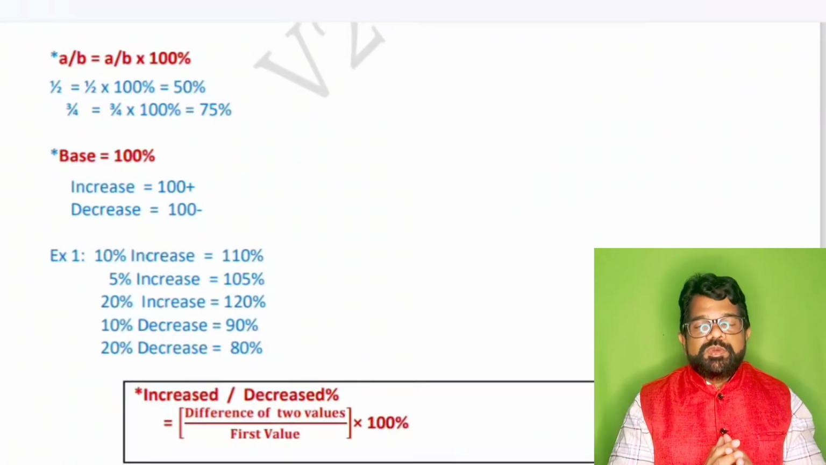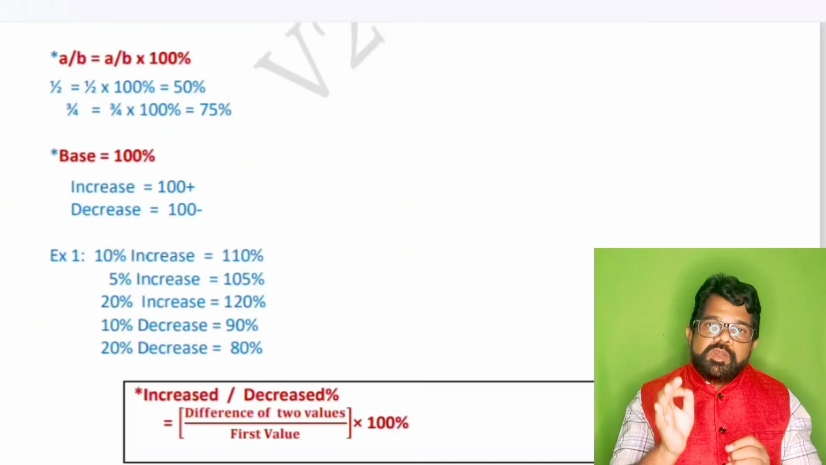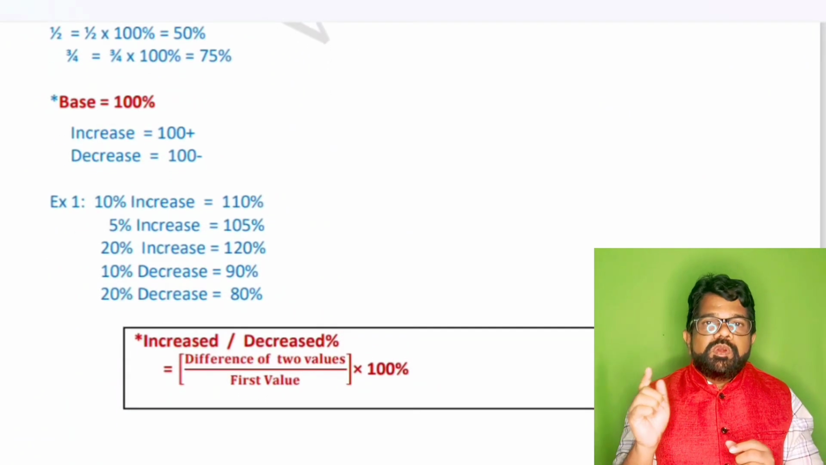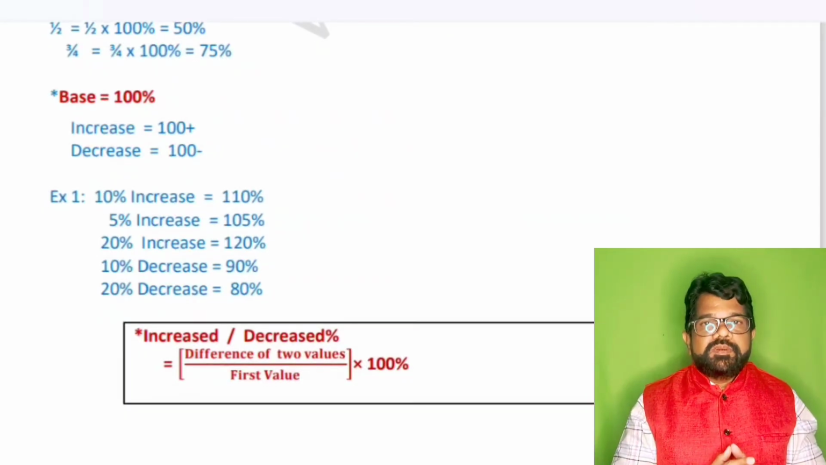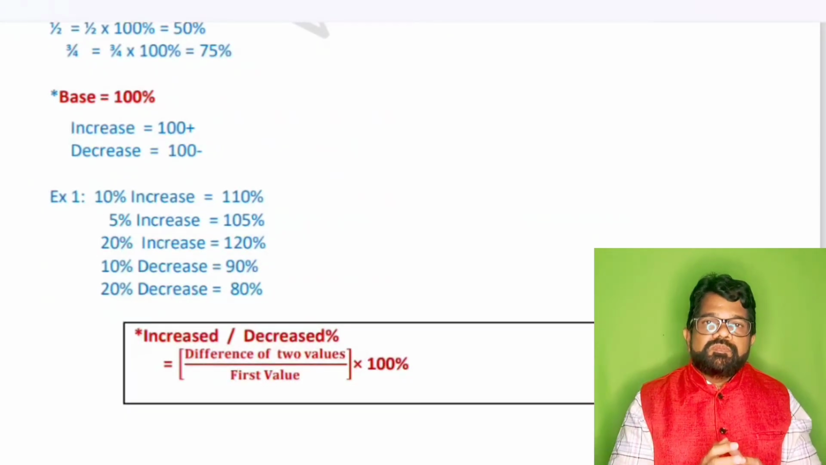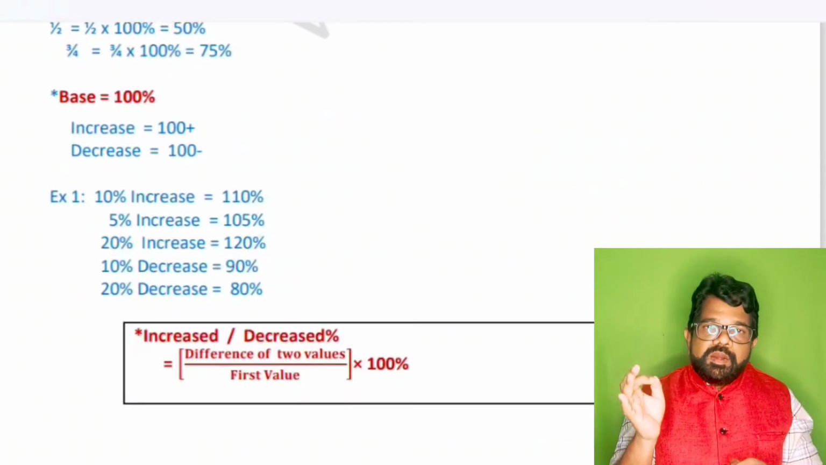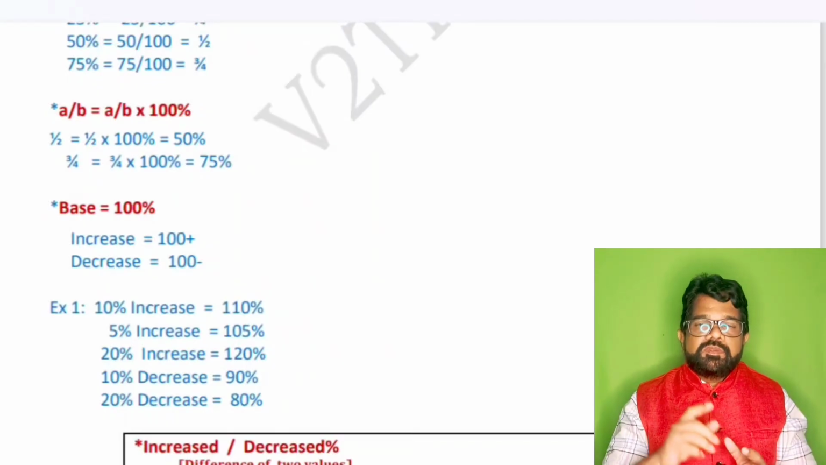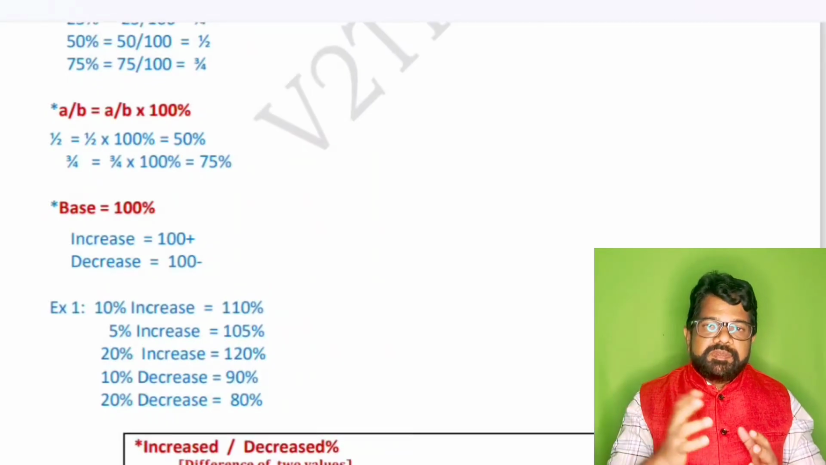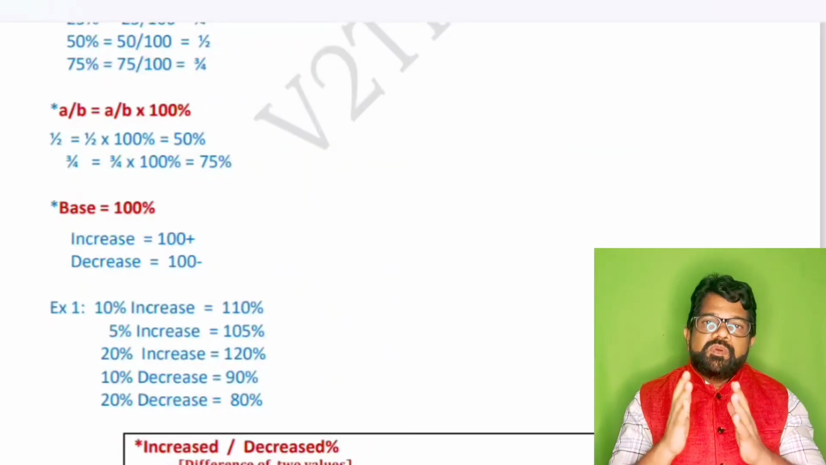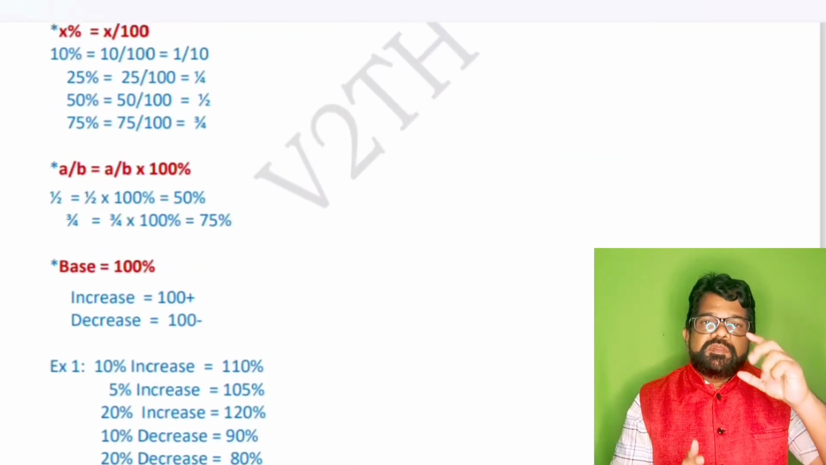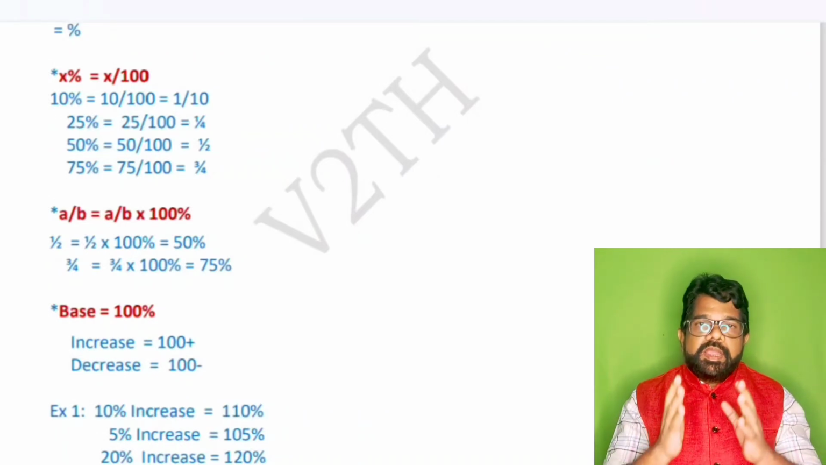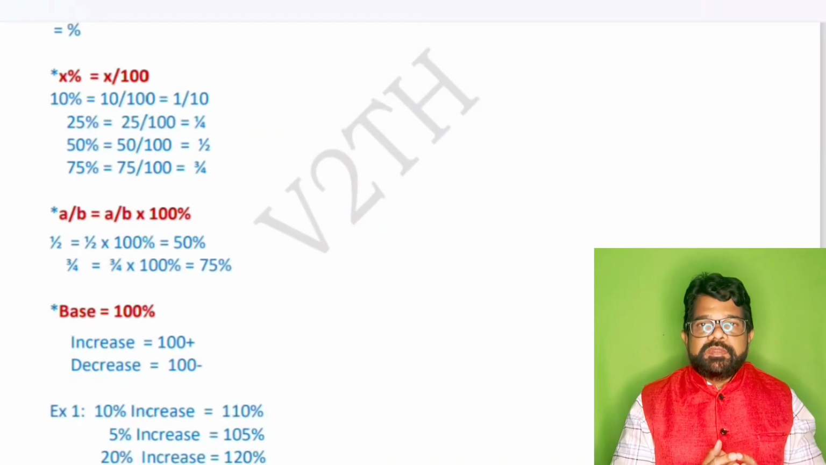Suppose 1 by 4. How much percent is 1 by 4? 1 by 4 into 100 and the percent symbol. Four 25s are 100, so it gets cancelled: 25%. Similarly 3 by 4: 3 by 4 into 100 and the percent symbol. By cancellation, 25 times 3 is 75%. So 3 by 4 is equal to 75%. Again, we convert the fraction into percentage. These two key points are very important: conversion from percentage to fraction, and from fraction to percentage.